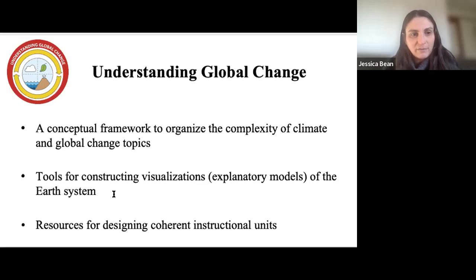And then finally, a lot of the work that I do, both with school districts and also in professional learning communities, is to help teachers design coherent instructional units. And very often those units include CLEAN resources, include parts from the CLEAN collection, but it's a way of connecting together different resources from the CLEAN collection using these tools and the Understanding Global Change framework.